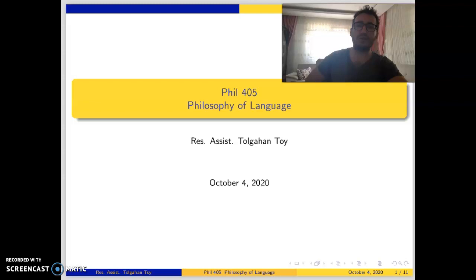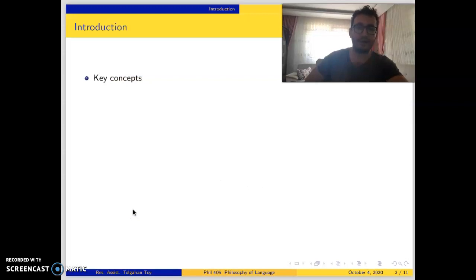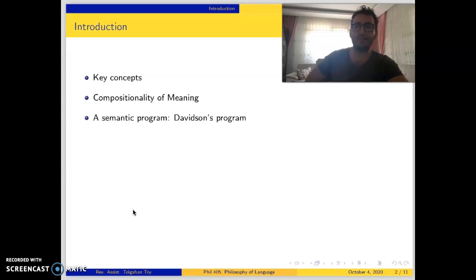In these lectures, I will try to summarize basic views and concepts in philosophy of language. I will start with key concepts in philosophy of language and semantics. Then I will go on with the compositionality of meaning, the compositional structure of meaning, like the relation between word meaning and sentence meaning. And then I will introduce you to an example of a semantic program in more contemporary philosophy of language literature, Donald Davidson's semantic program.